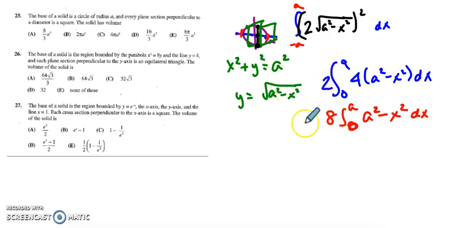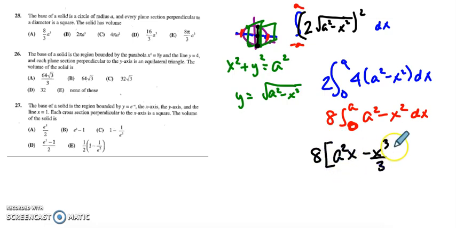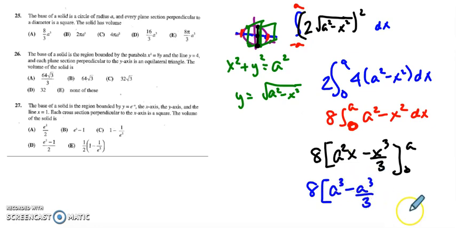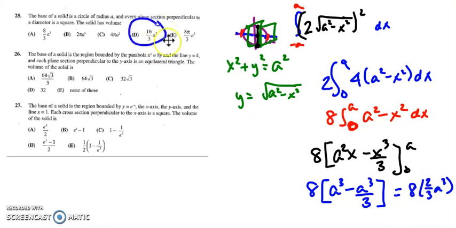So let's integrate with respect to x. That means we're going to have 8 times a squared x minus x cubed over 3 from 0 to a. So let's evaluate. By plugging in a for x, I have a cubed minus a cubed over 3. And then when I plug in 0, that's all going to go to 0. So 8 times a cubed minus a cubed over 3 is 8 times 2/3 a cubed, which is 16 over 3 a cubed, and my answer is D.